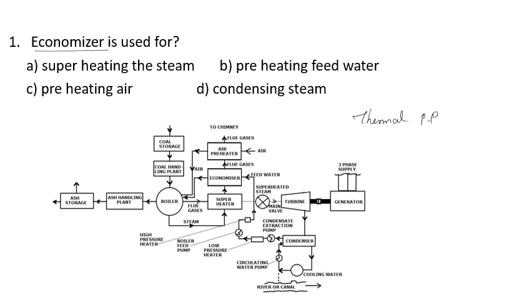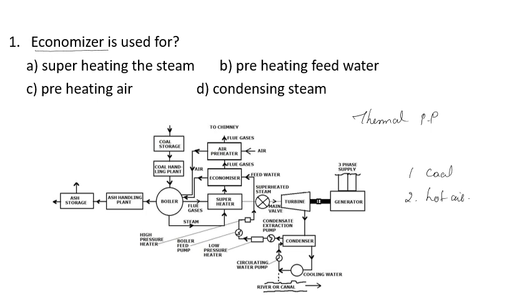Here air which is coming from the atmosphere through the chimney directly enters the air preheater. At the air preheater, the air will get heated. This heated air will directly enter the boiler. And here you can see from the economizer an arrow is given to the boiler. So the economizer is used here in order to heat the feed water which is coming from the water storage area.